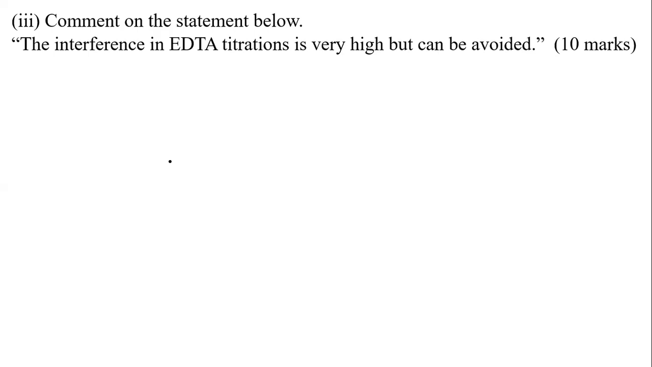EDTA can react with many metal ions. So if metal ions present in the solution other than the analyte also complex with EDTA, the interference in EDTA titration can be very high. This can be avoided by controlling pH. Many metal ions form EDTA complexes at certain pH only, so we can avoid interference by controlling the pH of the medium. Also by using masking agents, for example CN minus, F minus, phosphate, selective precipitation and ion exchange. Okay, very good, Hansi.